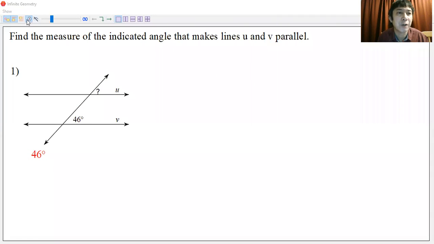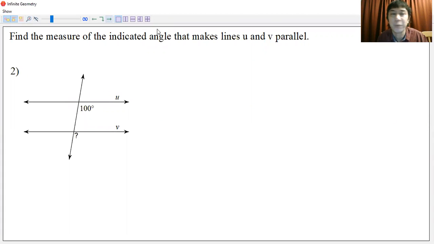Let me just clear the screen. Number 2. Okay, here's number 2. All right, examine the angle pair. We have one interior, one exterior on the same side of the transversal. So this is clearly a corresponding angle pair. So we will use the same theorem.